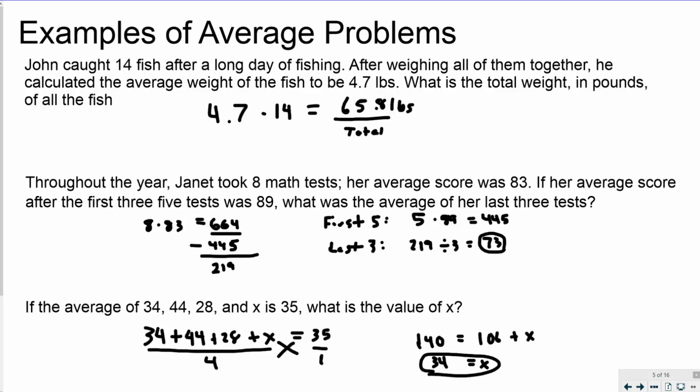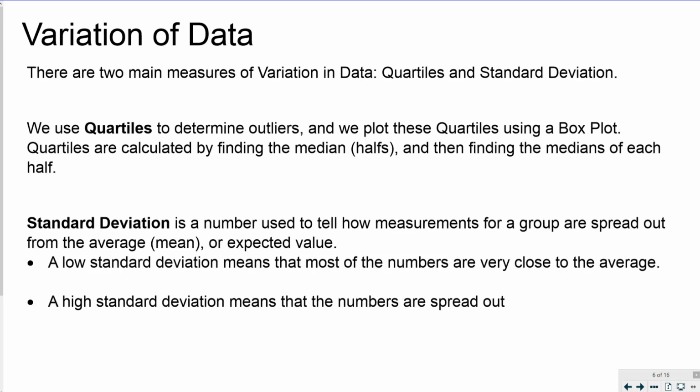Let's take a look at some of the other things we're going to be taking a look at in this section. So, variation of data. There are 2 main measures of variation in data, quartiles and standard deviation. We use quartiles to determine outliers, and we plot these quartiles using a box plot. So what that means is on a number line, we would put some data points, we'd put in some markers, and we would have like a box plot here.